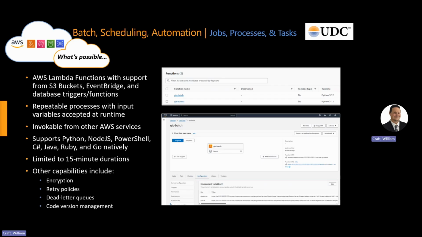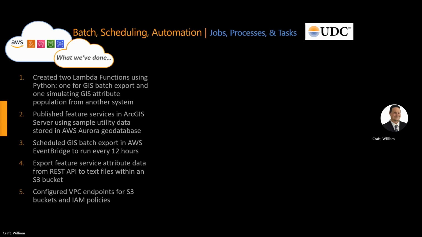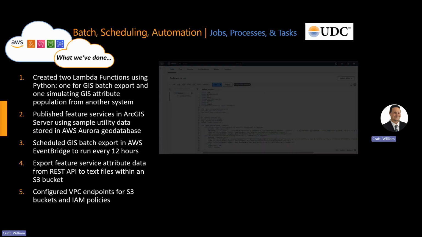Lambda functions provide repeatable processes which can be executed with a web request, and they support input variables that get passed to Node.js, Python, and other natively supported codebases. Other AWS services can invoke Lambda functions as well, making them very flexible across the AWS cloud landscape. They're designed for short-term scripts or applications, and therefore are limited to 15-minute durations. So we created 2 Lambda functions based on custom Python scripts.